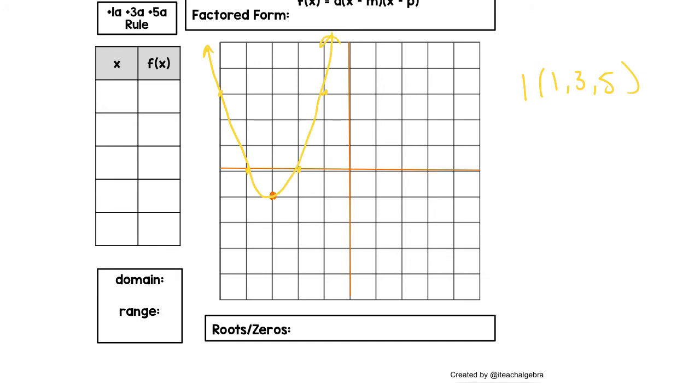And we have ourselves a nice parabola. Our axis of symmetry is right here. Our roots, we've talked about that, are here. So let's start filling out our tables that we need.